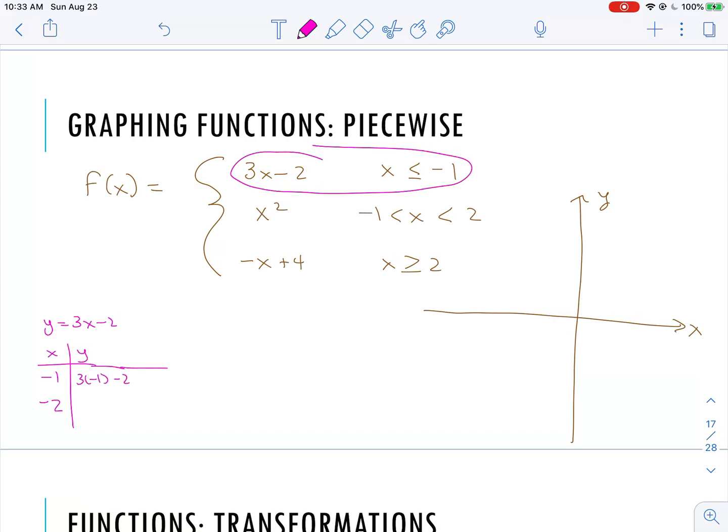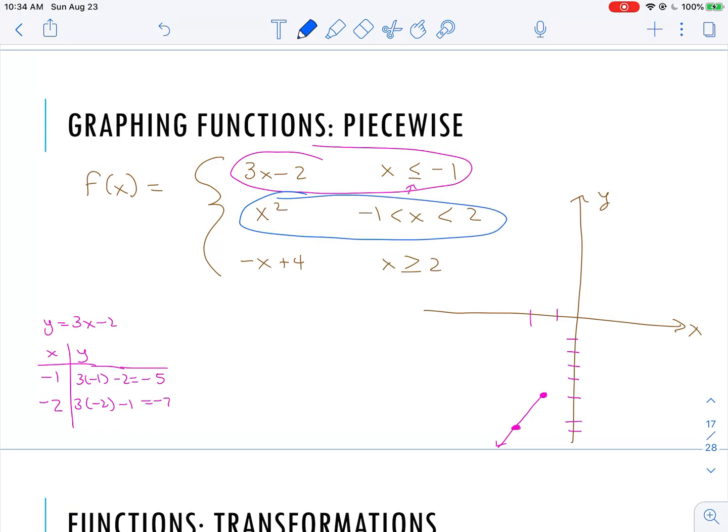So let's plug in -1. So this would be 3 times -1 minus 2. So this would be -5. So I know I have the point (-1, -5). 1, 2, 3, 4, 5. Notice that its x is less than or equal to -1. So this is going to be a closed circle, just like I would on a number line. If I plug in -2, that's 3 times -2 minus 1, which would be -7. So I have the point (-2, -7). And so that first part of the graph is just going to be that little line or ray right there.